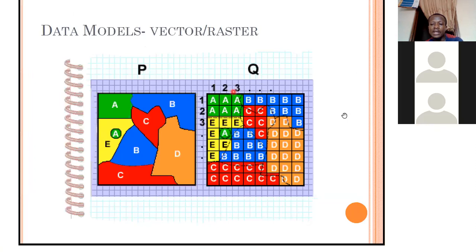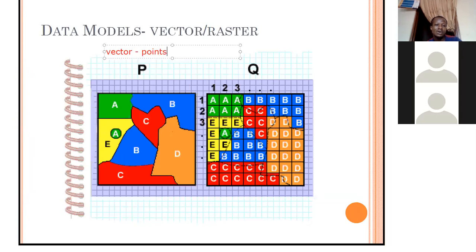So the P is the vector and the Q is the raster. Why? Yes, the vector talks about the connection between two nodes. And we are seeing that connection between the two nodes in the P.